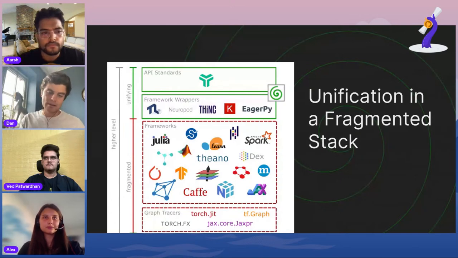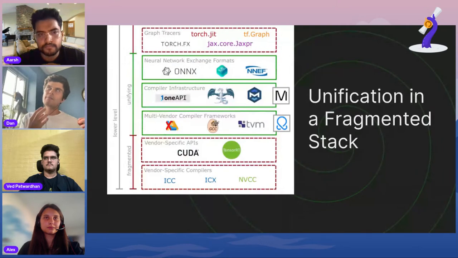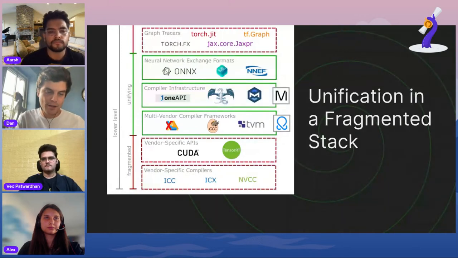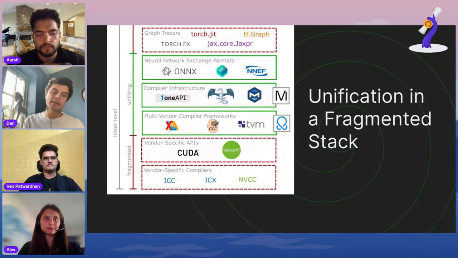There's then graph tracers to actually extract directed acyclic graphs from this arbitrary Python code. There's then exchange formats, which are predominantly looking to enable unification purely for deployment. The idea being that you write this to a file representation that then can be deployed across hardware. There's various compiler infrastructure, which is trying to unify things. MLIR is a great piece of technology. Modular building on this with the Mojo language, Apache TVM and OctoML, again, the company related to that technology. Unification attempts again when it comes to deployment infrastructure. And then we go down and we again get fragmentation with the vendor-specific APIs and vendor-specific compilers and so on.